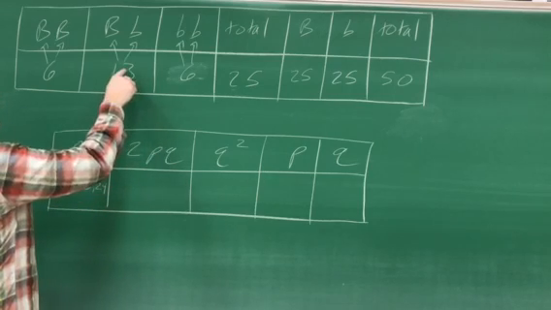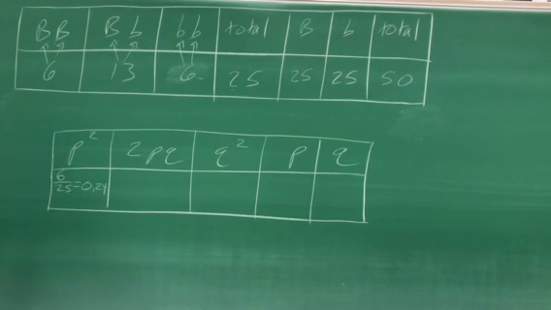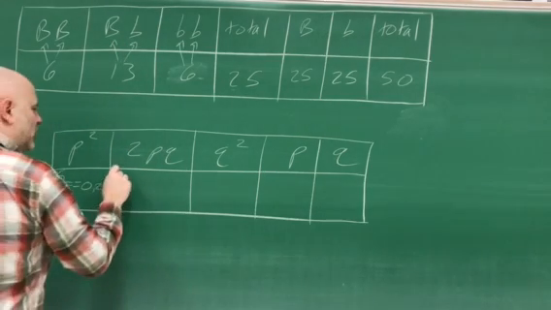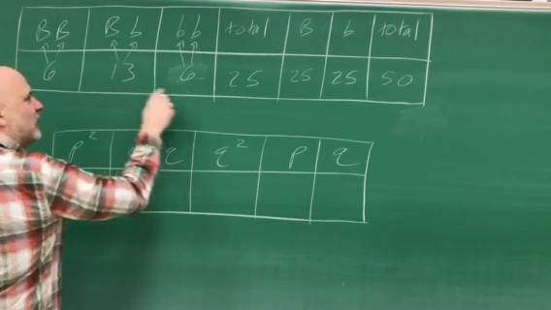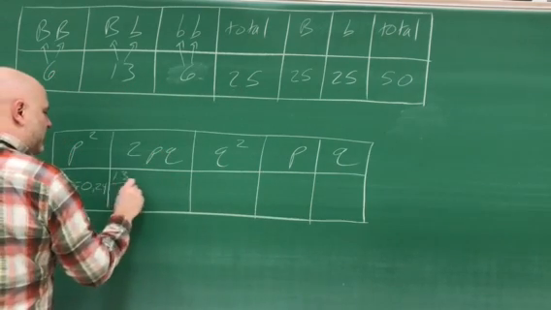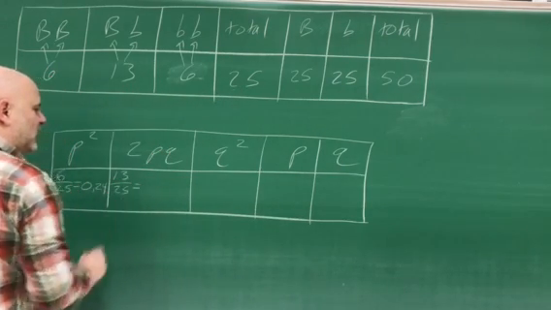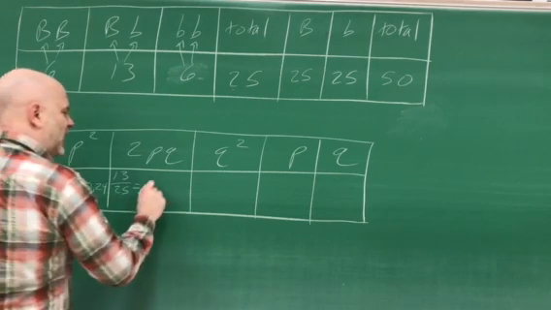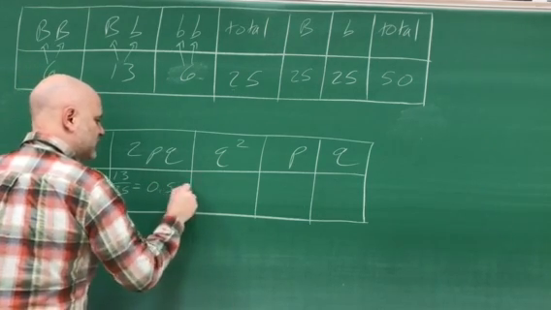2pq is the frequency of the heterozygous individuals in the population. So if you take 13 and divide it by the total number of individuals in that population, which once again is 25, 13 divided by 25 equals 0.52.